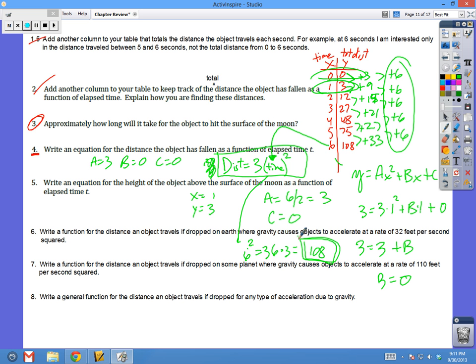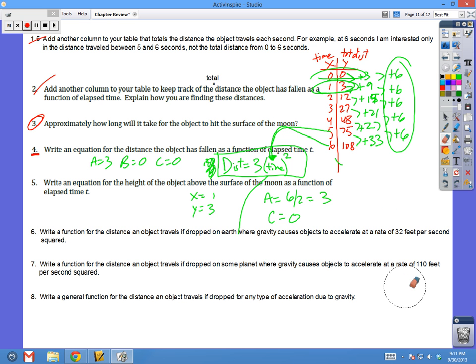If we try 5, plug in a 5 for time. 5 squared is 25. 25 times 3 is indeed 75. So there is your function for the total distance an object will travel if dropped at time 0. Your speed is 0. So if you drop an object from rest, so if its initial speed is 0, that function will give you the total distance traveled for any amount of time you plug in.